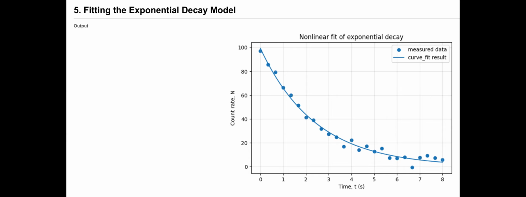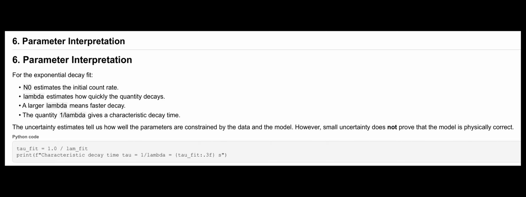As you can see in this plot, the solid blue line represents our calculated fit. It passes smoothly through the center of the noise, effectively learning the physics of the decay process from the scattered data points we provided. Mathematically, these parameters give us physical insights.